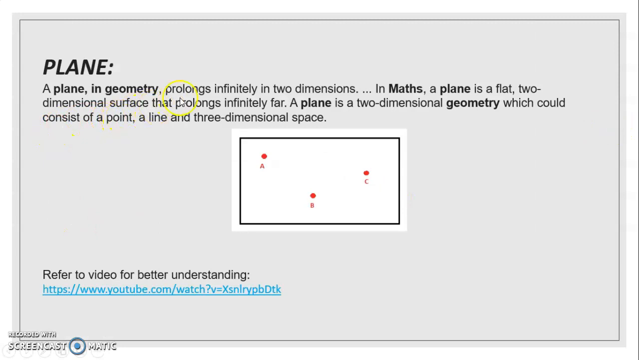Plane. A plane in geometry prolongs infinitely in two dimensions. In maths, a plane is a flat two-dimensional surface that prolongs infinitely. A plane is a two-dimensional geometry which could consist of a point, a line, and three-dimensional space. Refer to the video for better understanding.